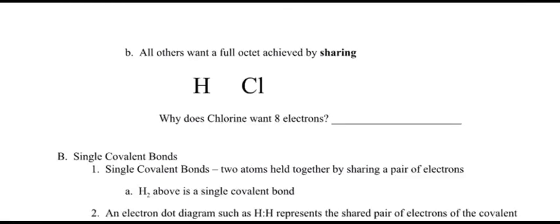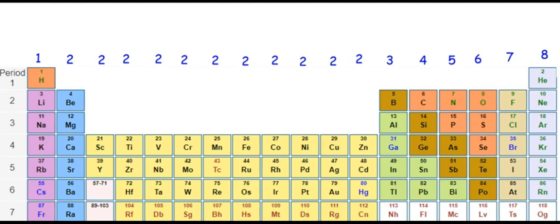So all others will want a full octet. Octet meaning 8, achieved by what? By sharing, okay? So how many valence electrons does hydrogen have? Well, let me think. Hydrogen has only 1 electron, correct? So I'm going to do this. And let's look at chlorine next, okay? Well, how many valence electrons does chlorine have?